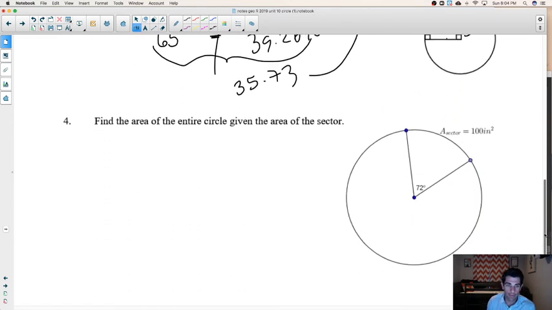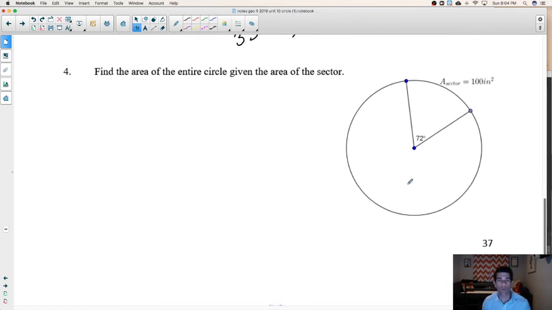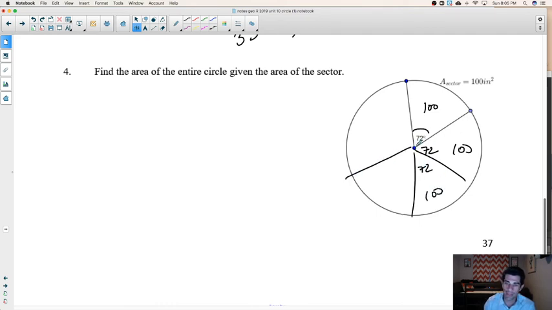And this is there. Find the area of the entire circle given the area of just the sector. So what I'm telling you is I have the area of just this one slice of pizza. I want to know, well, what's the area of this entire thing, the entire pie, right? Well, if I just went ahead and broke it down and say there was another 72 here, there would be another 100. Well, how many 72s can go into this circle?